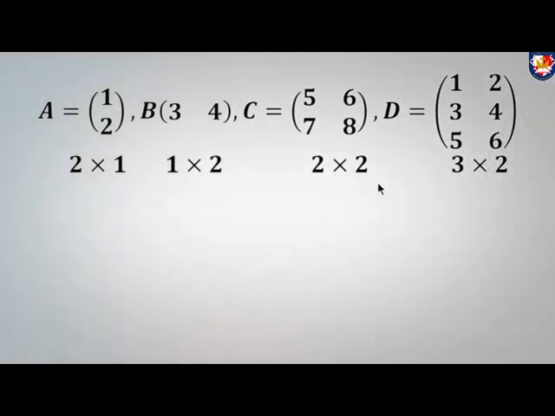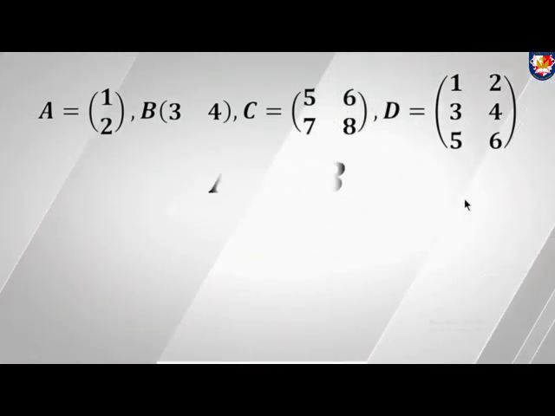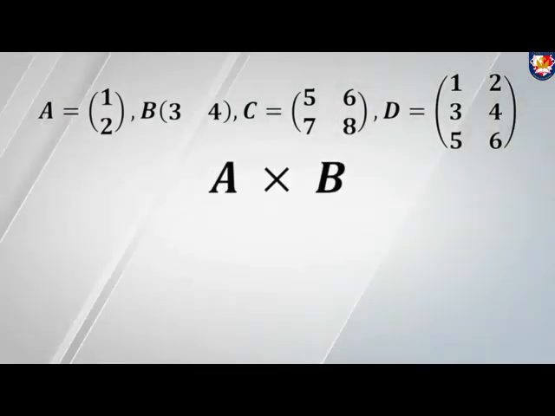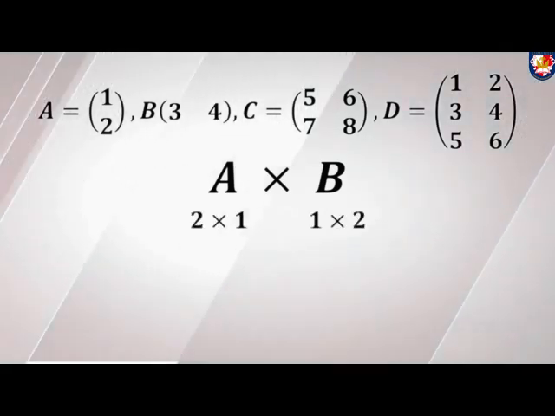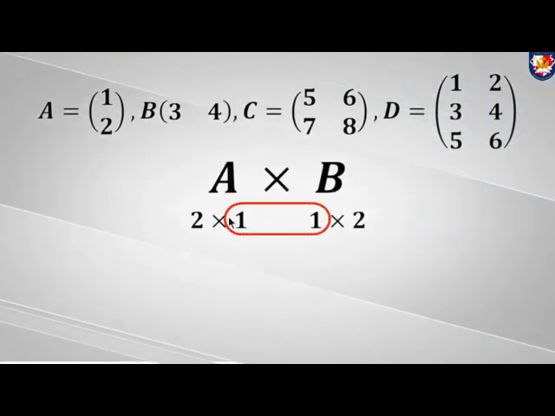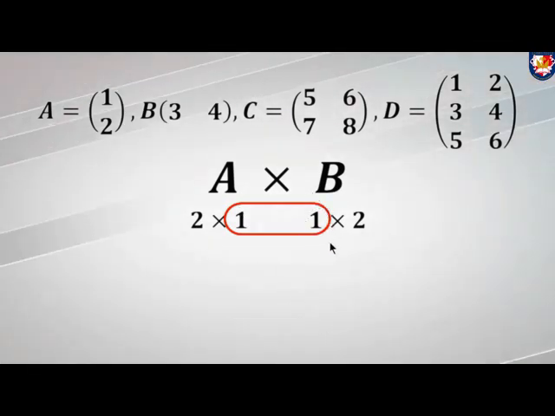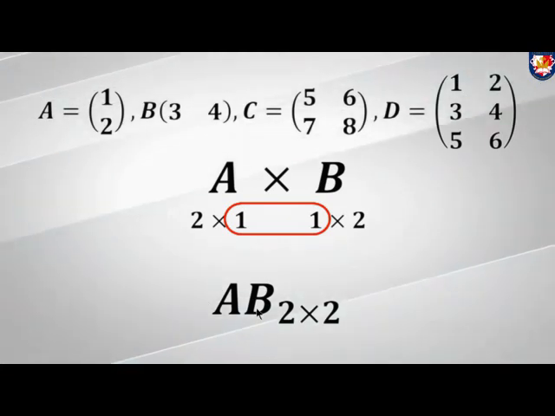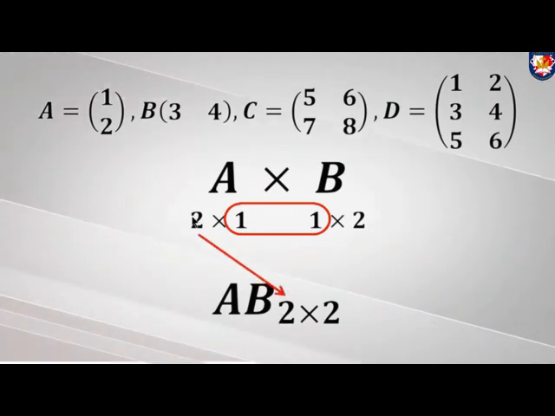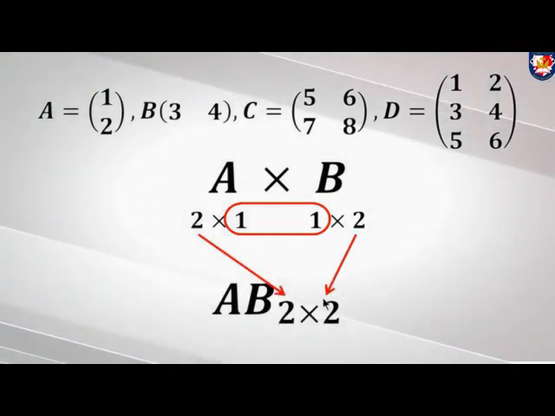Matrix C is 2 by 2, 2 rows, 2 columns. Matrix D is 3 by 2 because there are 3 rows and 2 columns. Let's check. Are A and B able to multiply? We knew that the order of matrix A is 2 by 1 and matrix B is 1 by 2. Since the number of columns in matrix A equals the number of rows of matrix B, A and B are able to be multiplied. And the order of matrix AB is 2 by 2. It comes from these numbers.